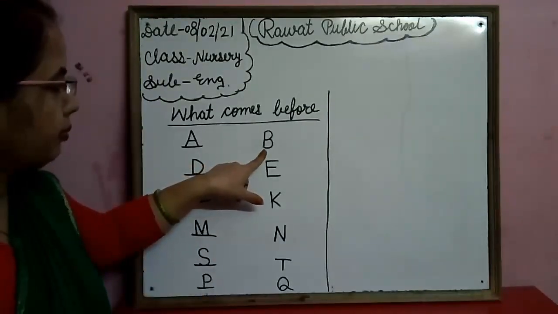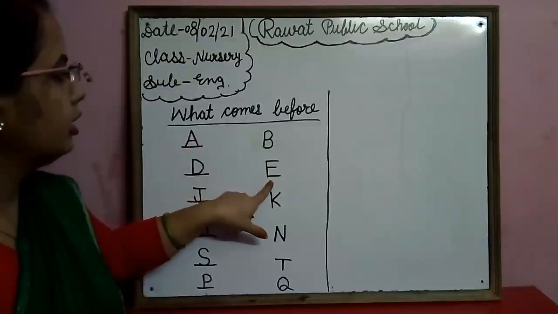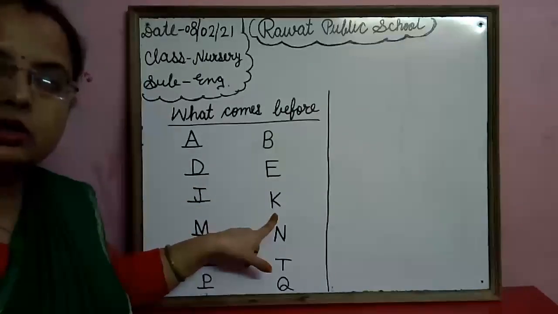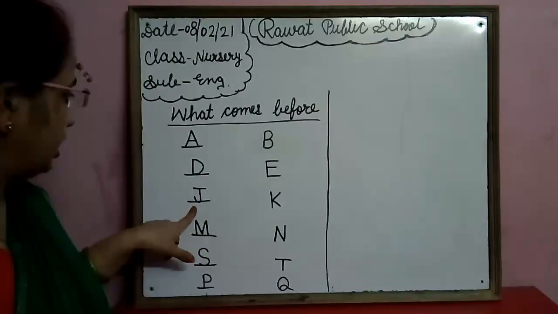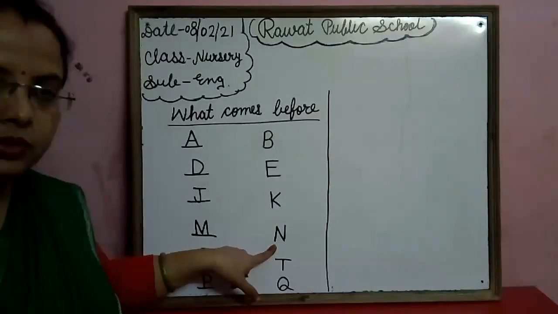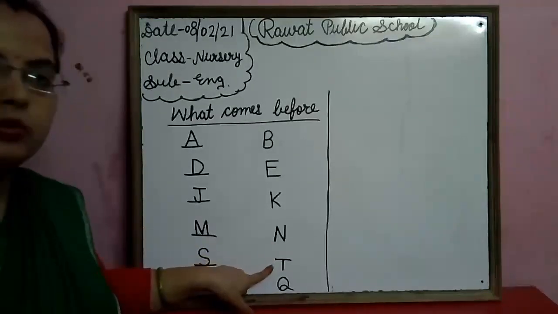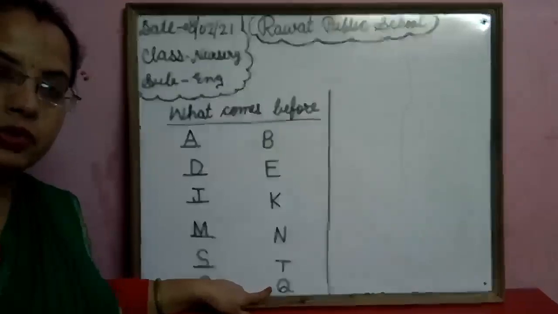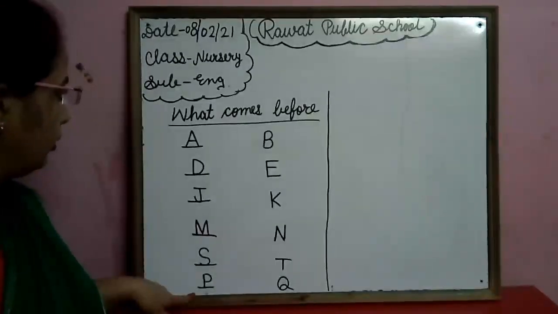What comes before B? A. What comes before E? D. What comes before K? J. What comes before N? M. What comes before T? S. What comes before Q? P. Okay?